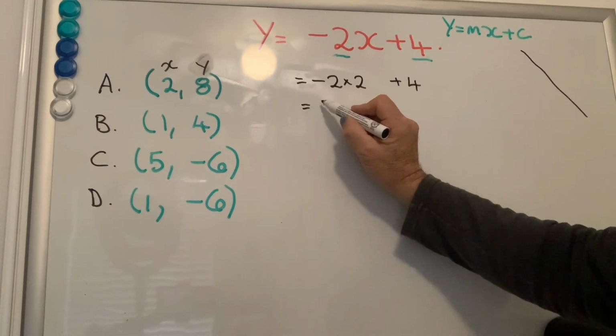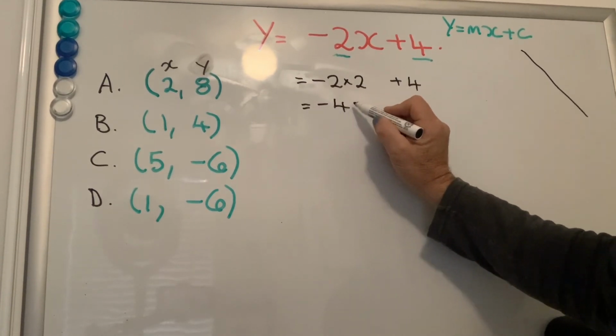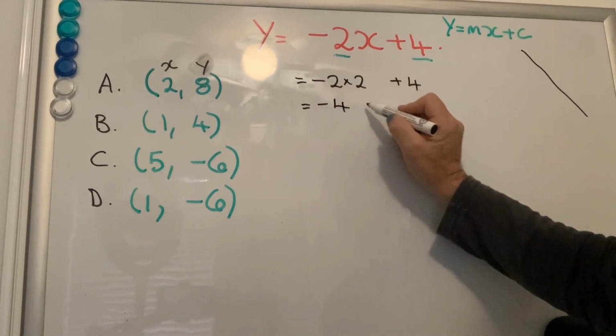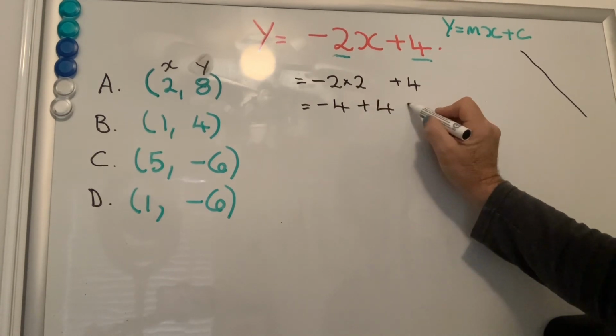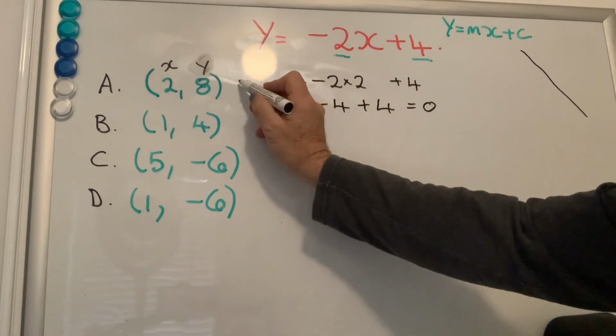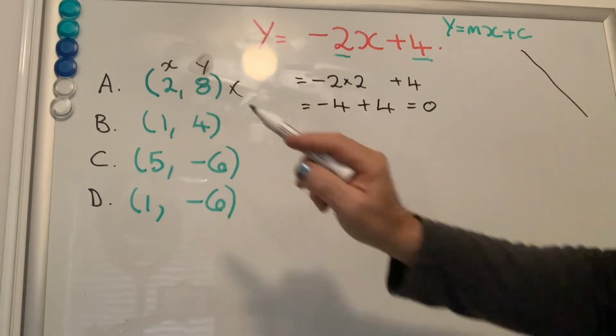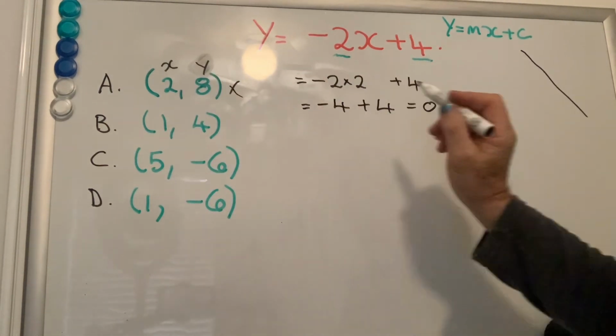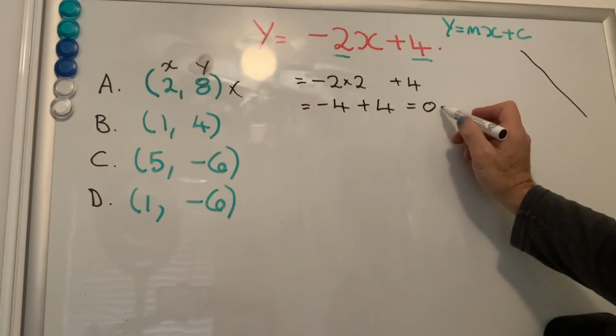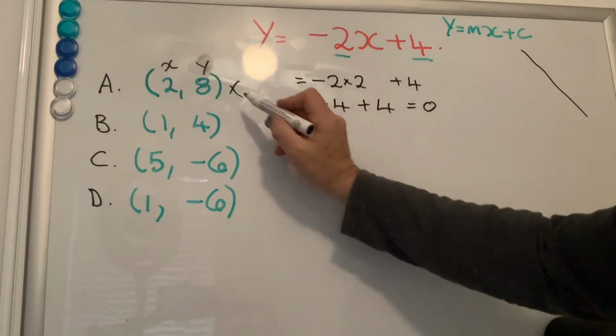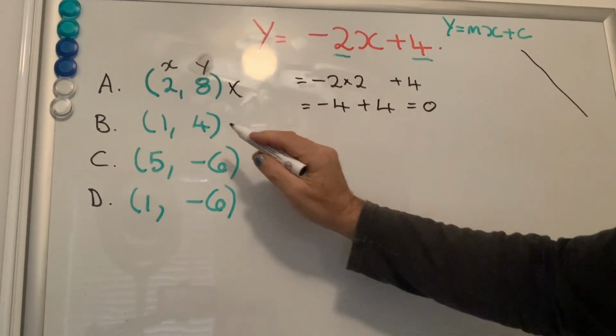So that equals minus 4, 2 2s are 4, minus 4 plus 4, that equals 0, so that can't be correct. Because when x equals 2 on this coordinate, y equals 8. So it can't be this one because y turns out to be 0. So it can't be that one. So let's have a look at the next one.